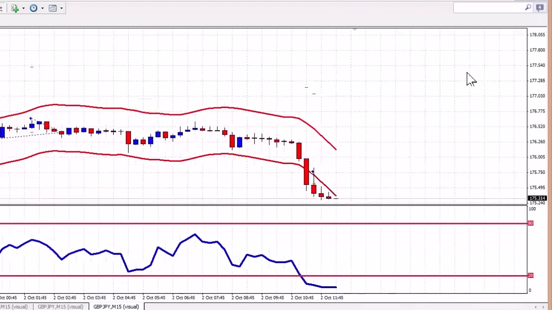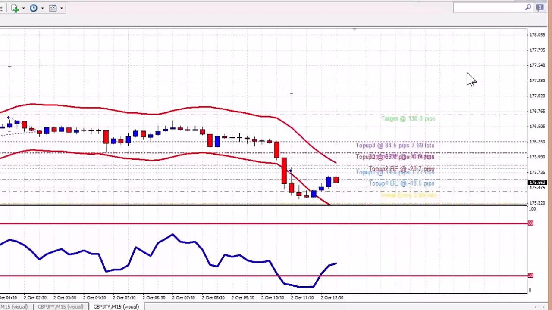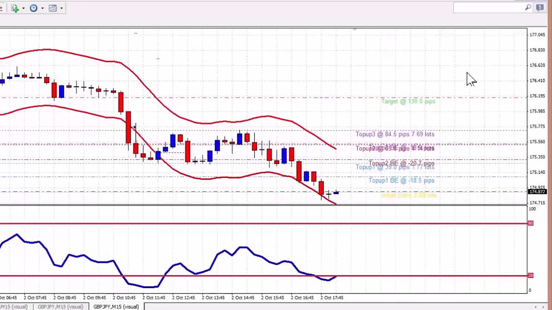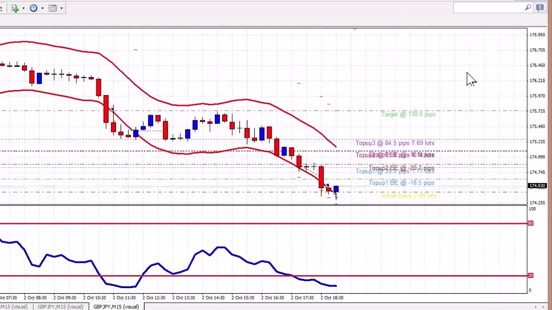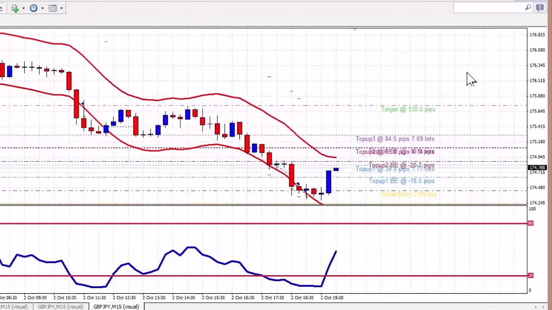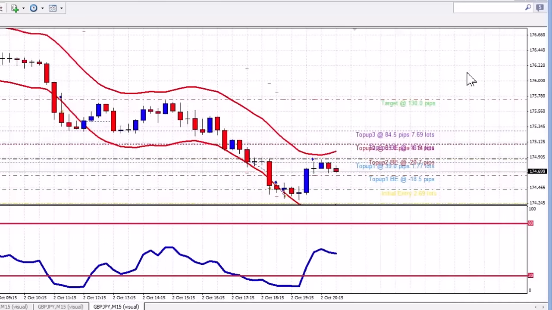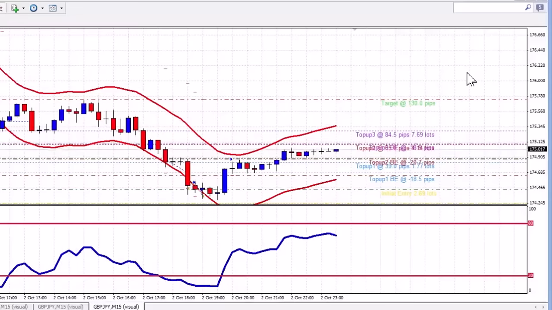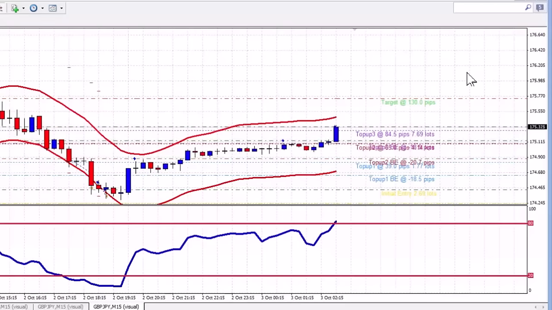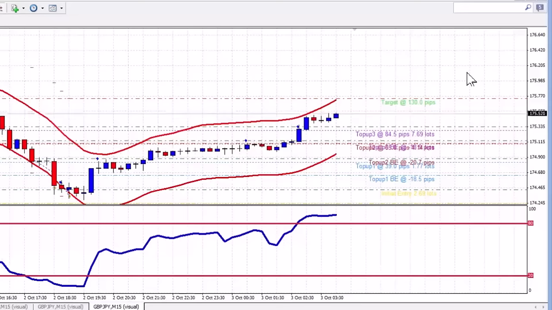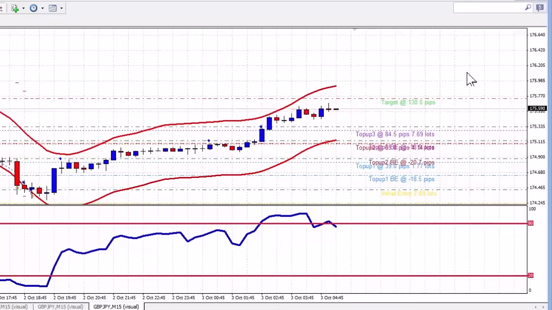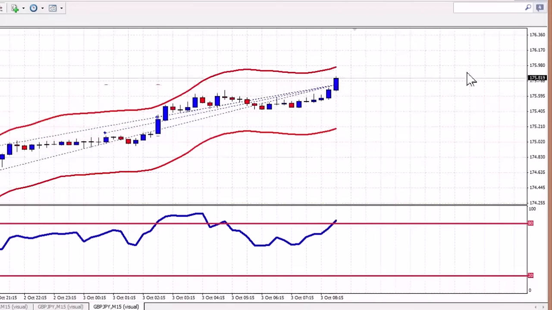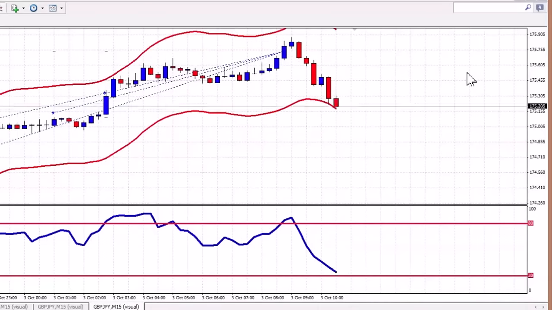A couple of double a day transactions activated and stopped out. First top up activated and stopped out at break even. Another trade activated and stopped out. Another one activated. First top up, second top up activated. Second one, then the third one is activated, and now we're heading for the target. Hopefully. There we are. Okay, another double in a day trade successfully closed.